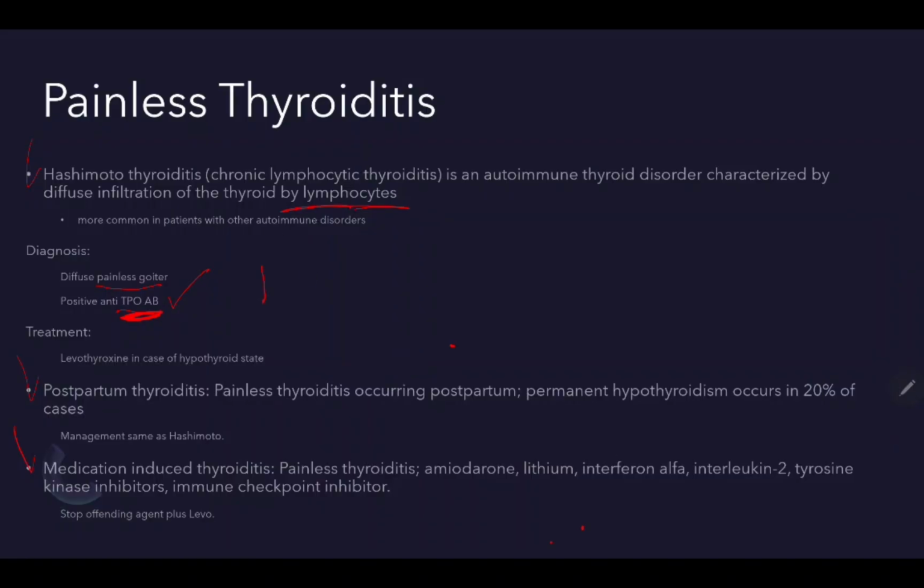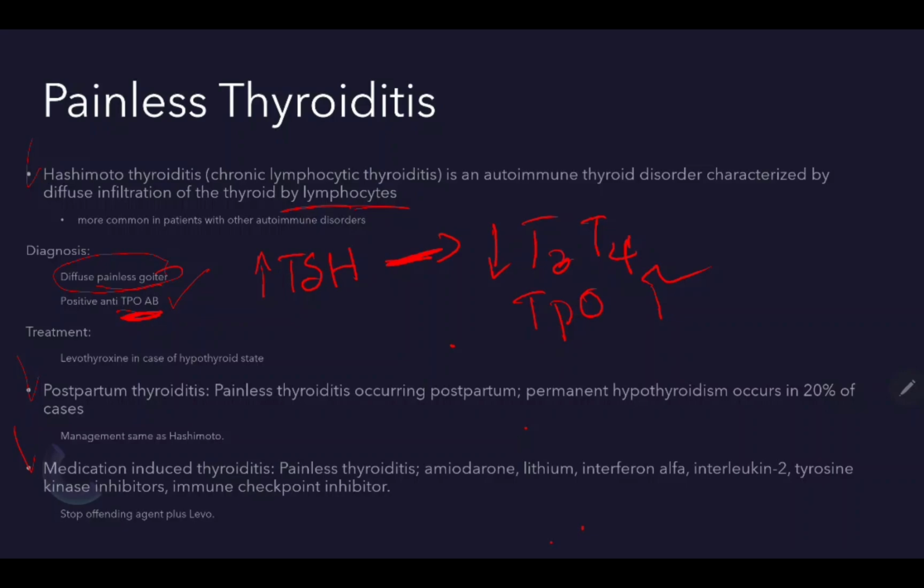So how the picture here represents, the picture will be like this. You will have a high TSH, okay, and then you will have a low T3 and low T4 also. And in the thyroid, you will have diffuse painless goiter, okay. And then you will check TPO, which is thyroperoxidase antibodies. If it's positive, then you nail down the diagnosis of Hashimoto. And the treatment is super easy. Give T4, okay?